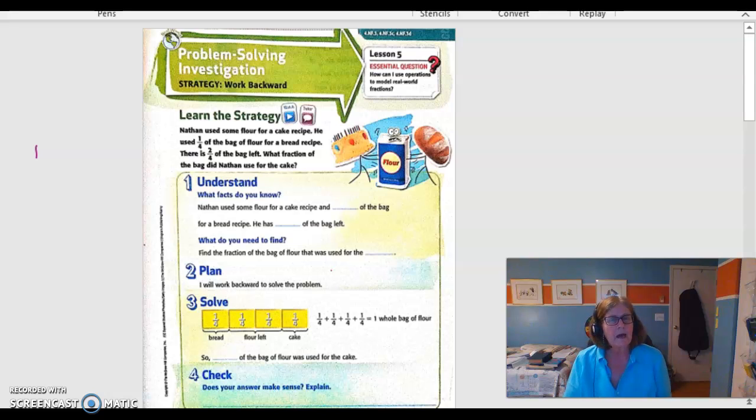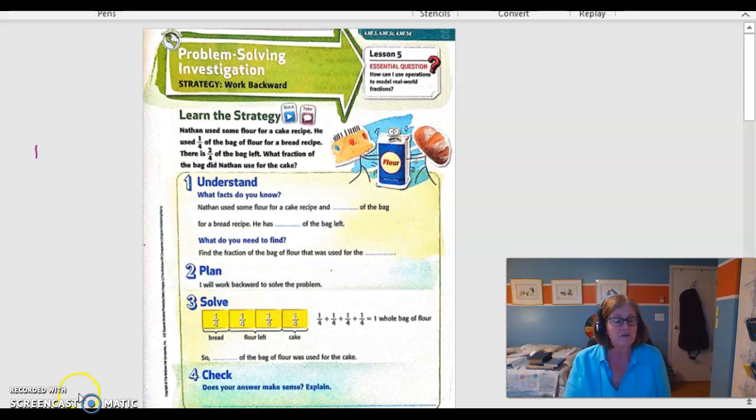Today we're going to be working on problem solving, applying what we've already been doing, adding and subtracting fractions with like denominators, and we're going to apply them into normal everyday situations so that you can understand how important this really is. Let's look at our first problem.